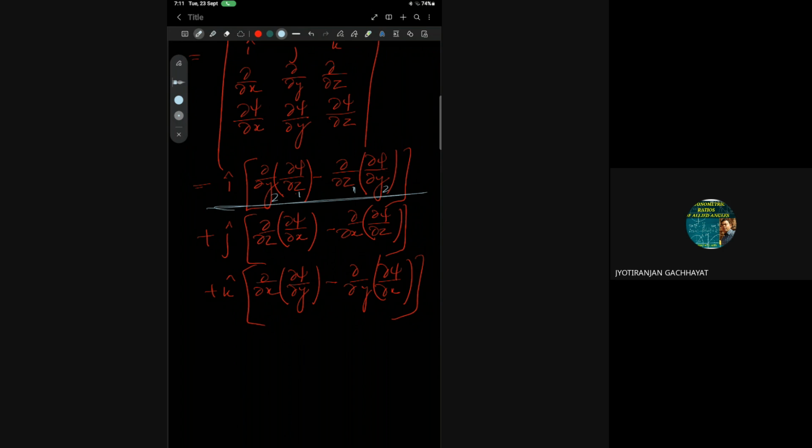So in that case, all the terms, sorry, this will be equal to I cap 0 plus j cap 0 plus k cap 0. So this implies what? Del cross del psi is equal to 0.